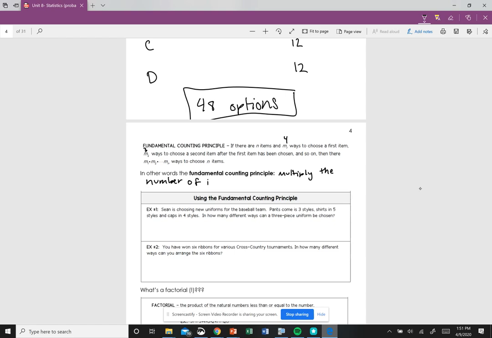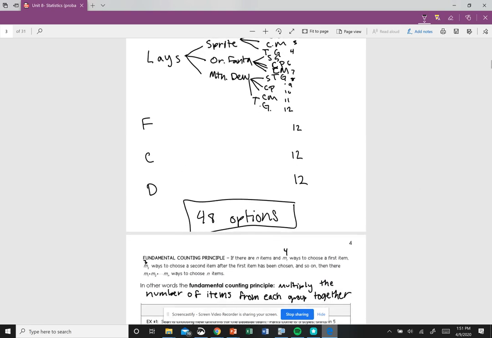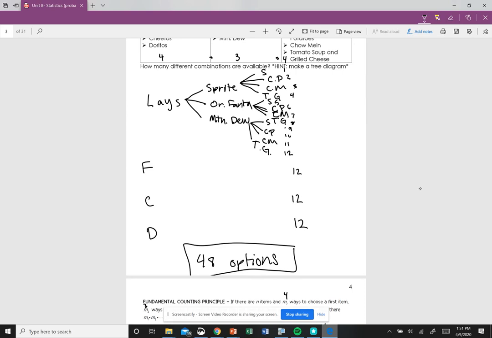I'm going to put the number of items from each group together. And you can kind of see that from here, because for every one in this first group, there's 3 to choose from. Well, there are 3 for this one, there'd be 3 for this one, and 3 for this one, and 3 for this one. Well, that's just 3 times 4.